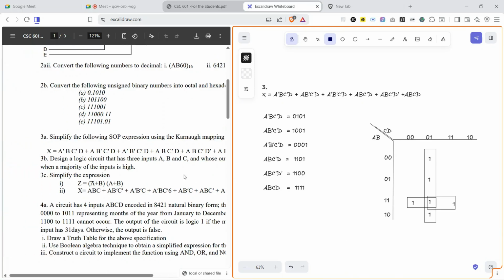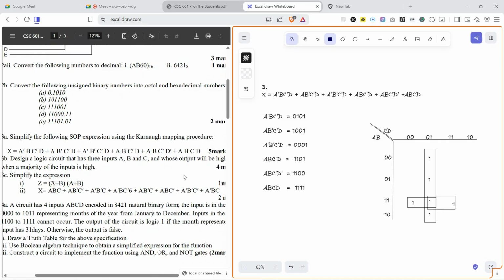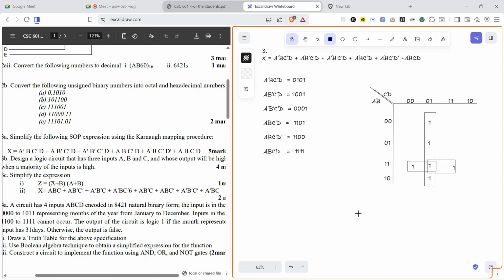So we're told to simplify it using this K map. Our work is not done because we have to simplify it. So this is going to be X. X will now be equal to, all of this is 1, so that will be C bar D, because the representation of what we have is 01, which is C bar D.